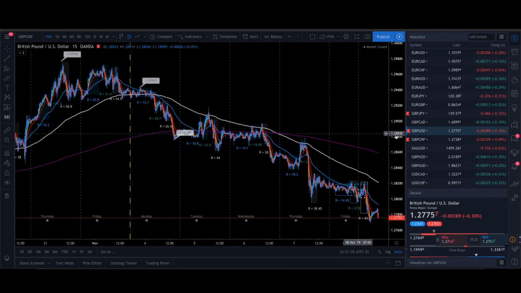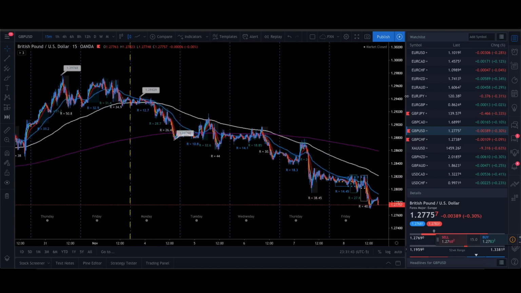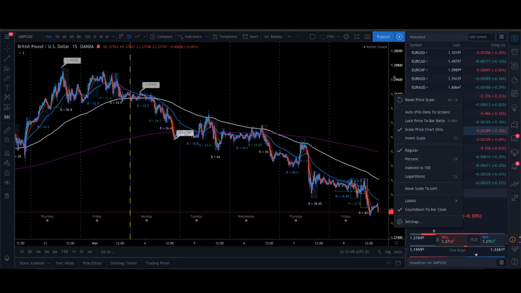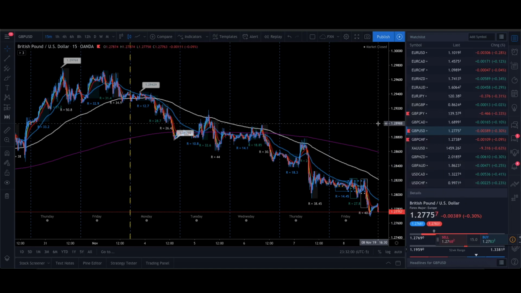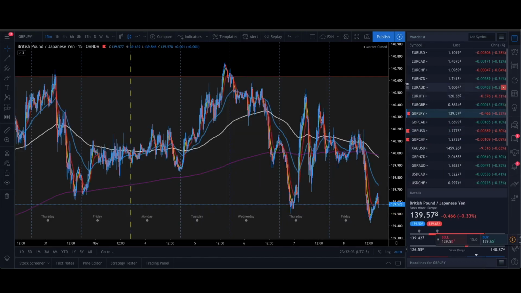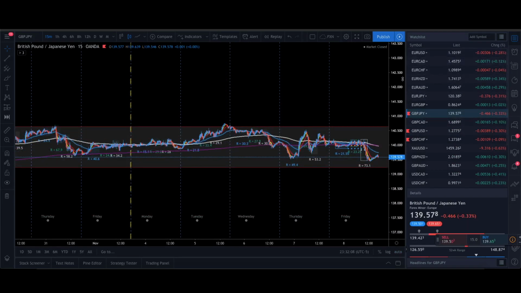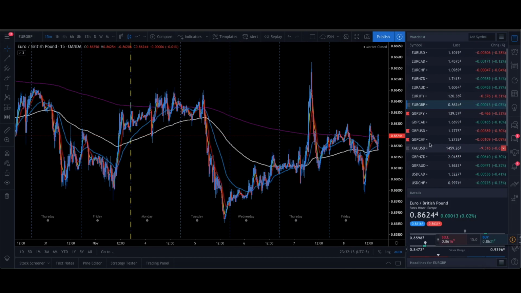Now what you might notice is that if you go to a different chart, the chart may scrunch up. If it does that, just right click on this side here, where all the price numbers are, and make sure that you have scale price chart only selected, and that should fix that problem. So if you go to a new chart and you see it scrunched up like this, just right click and make sure scale price chart only is selected, and that'll fix that problem.